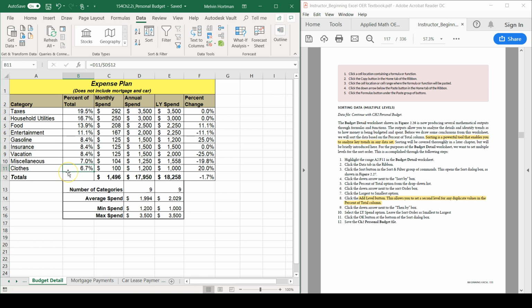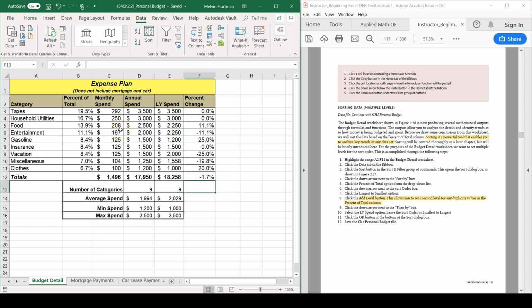What I meant earlier about a second level of sorting is that there are duplicates for the percent of total. Here we have three 8.4s. So how does Excel know to sort that data? Well, we told it to sort it on a second level in terms of last year's spending budget for those categories from least to greatest. So here we see that for gasoline, insurance, and vacation, it's sorted by last year's spending, $1,200 to $1,500 to $2,000.